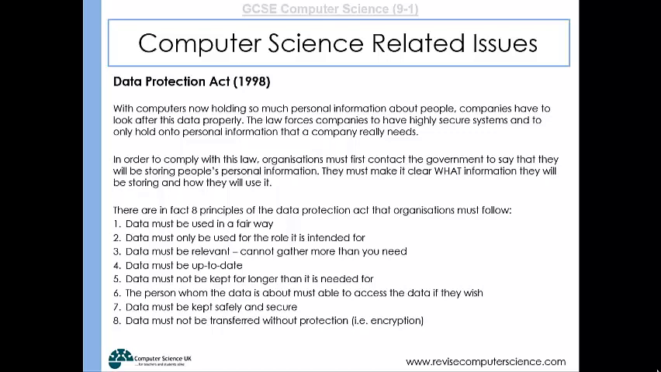Now, recently, this law has been updated with the GDPR. Now, for your GCSE, the specification states that you need to have an understanding of the Data Protection Act 1998. So for now, this is what you need to be aware of.